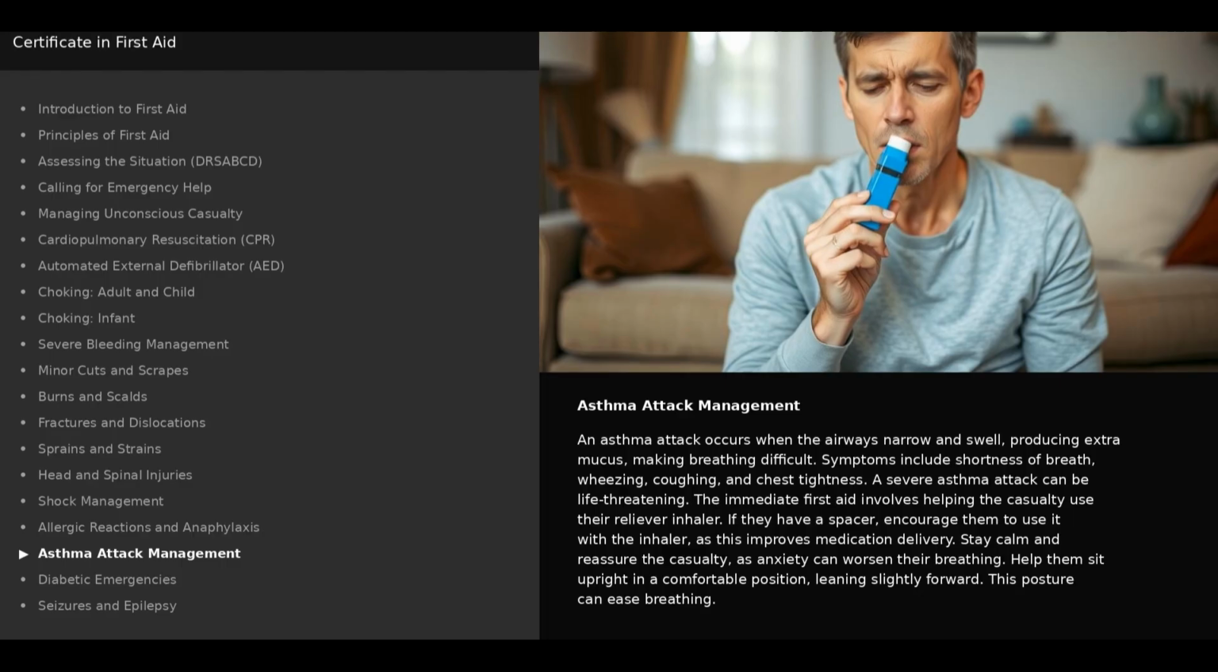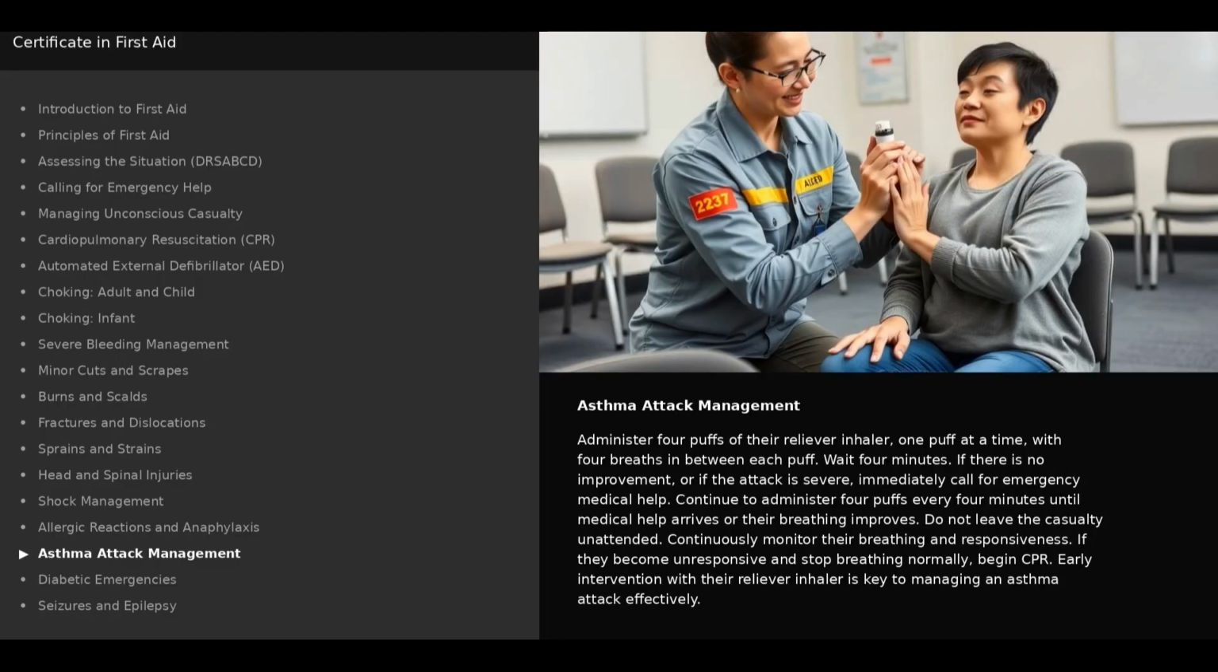Stay calm and reassure the casualty, as anxiety can worsen their breathing. Help them sit upright in a comfortable position, leaning slightly forward. This posture can ease breathing. Administer 4 puffs of their reliever inhaler, 1 puff at a time, with 4 breaths in between each puff. Wait 4 minutes. If there is no improvement, or if the attack is severe, immediately call for emergency medical help. Continue to administer 4 puffs every 4 minutes until medical help arrives or their breathing improves.